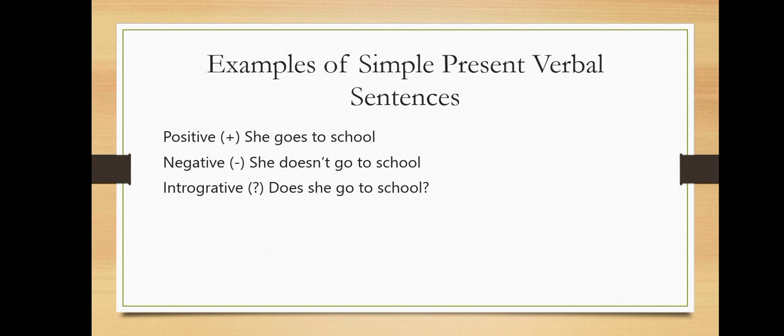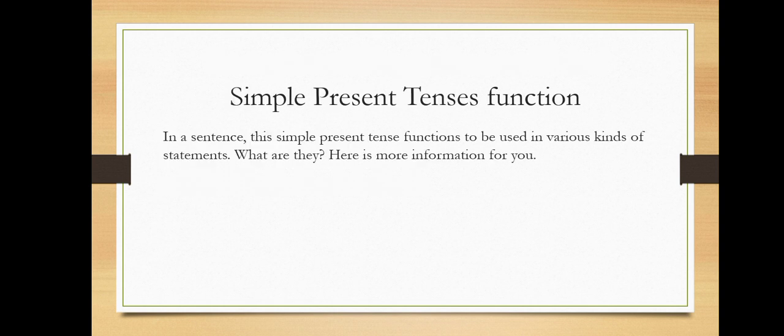Example of simple present verb sentence. Positive: she goes to school. Negative: she doesn't go to school. Interrogative: do she go to school? Next, simple present tense functions.